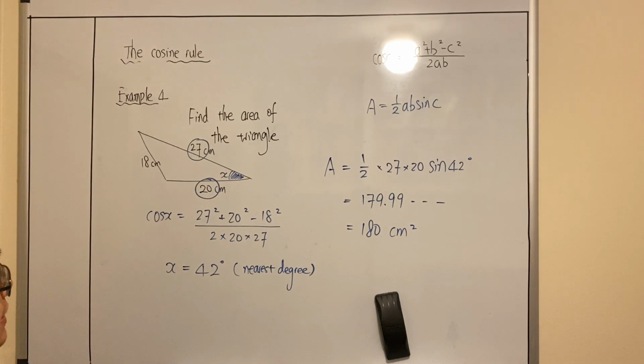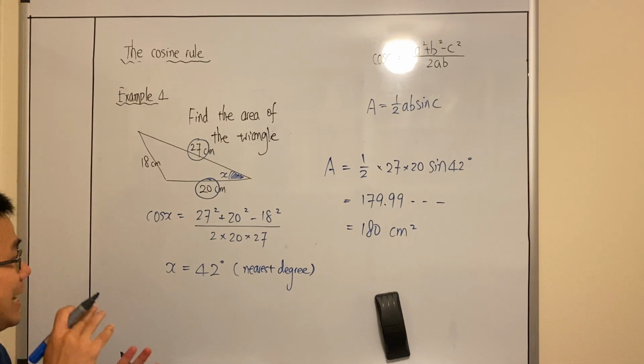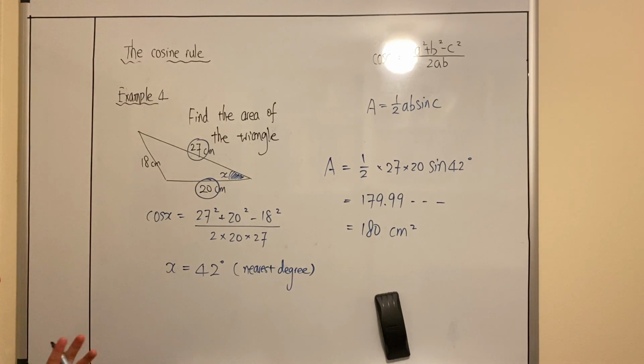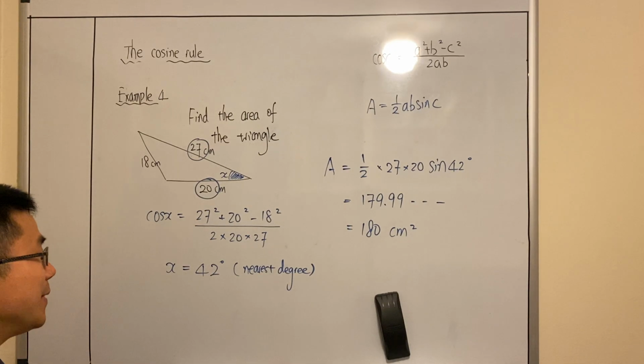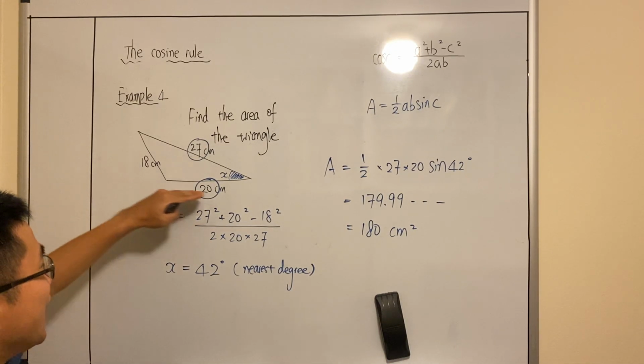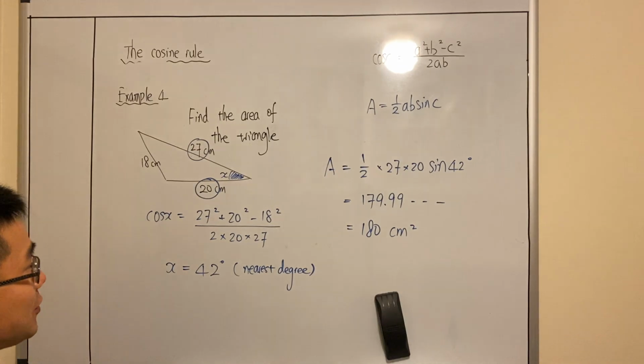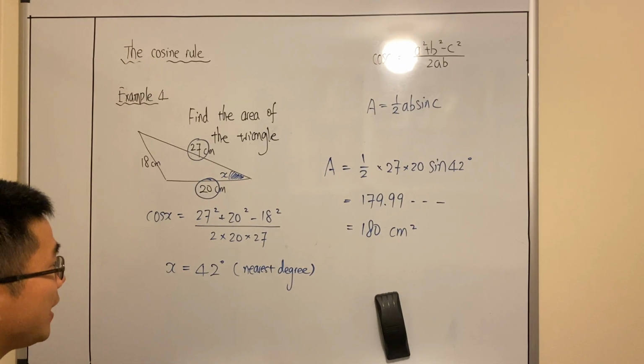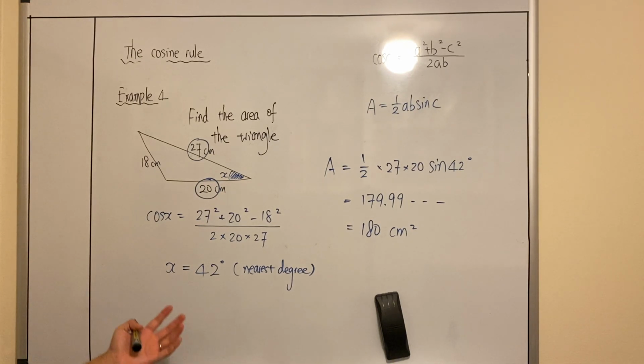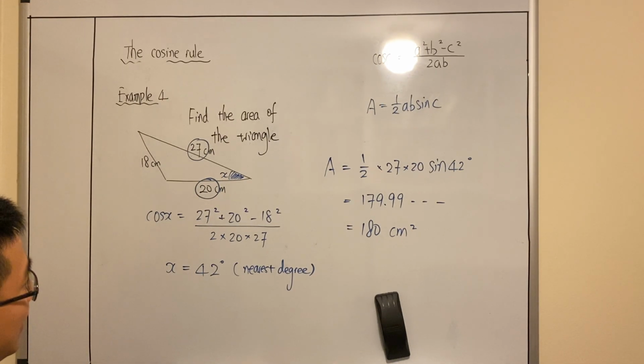So now, after this lesson, you should be able to find the area of any triangle if you know all three sides. You can draw a random triangle, for example, on a piece of paper, and use your ruler to measure the size of each side, and then you use trigonometry, the cosine rule, and also the area formula. Then done. You got the area of the triangle. Pretty amazing.